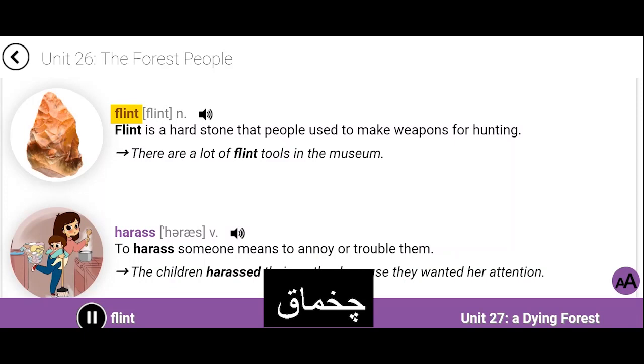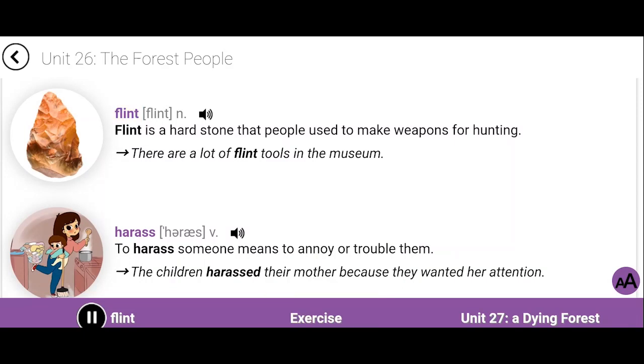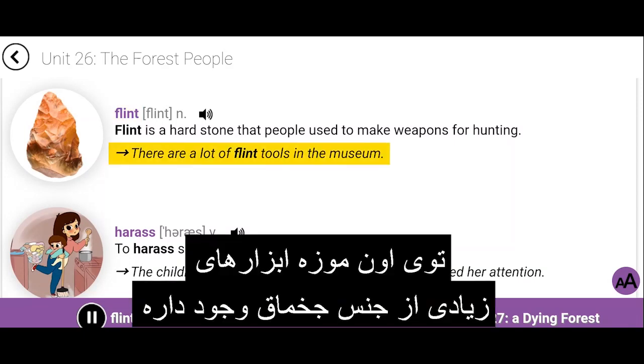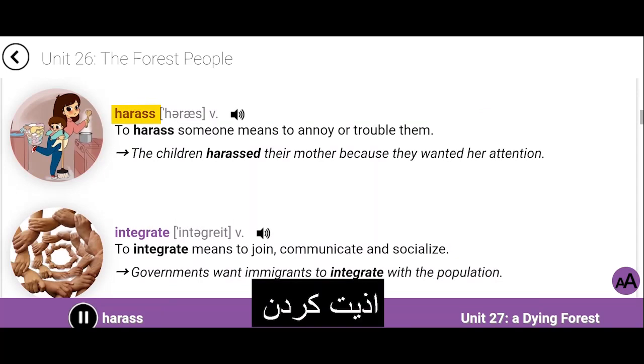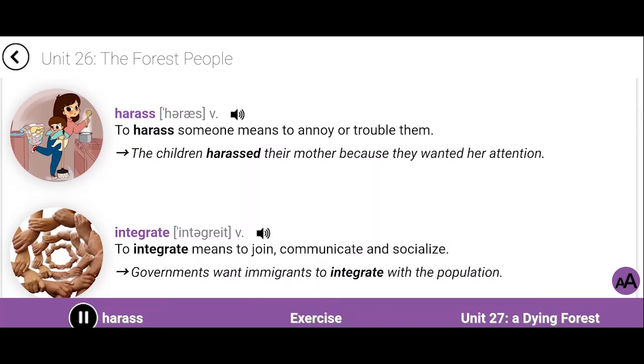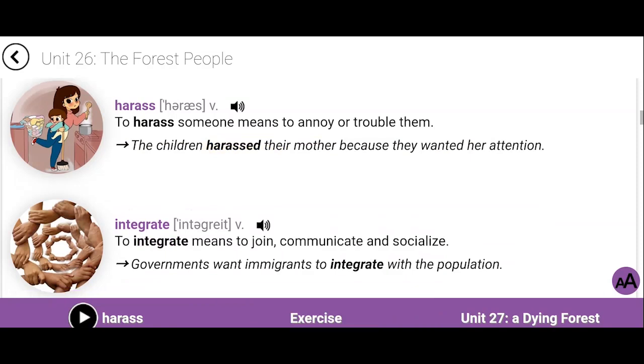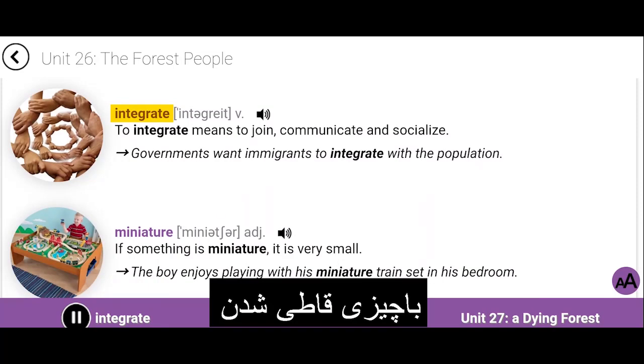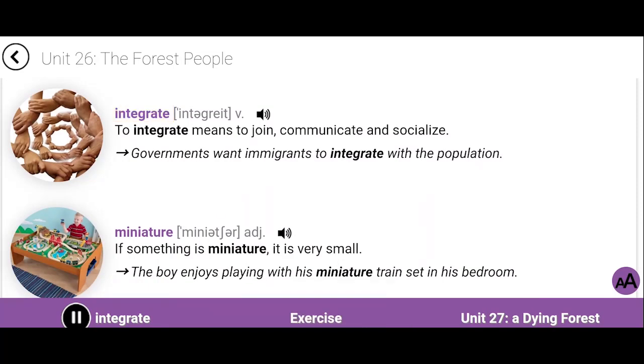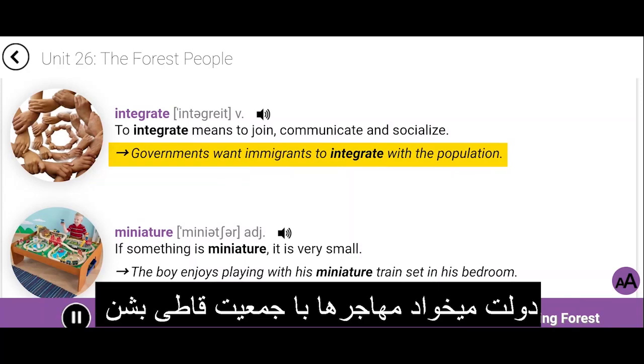Flint. Flint is a hard stone that people used to make weapons for hunting. There are a lot of flint tools in the museum. Harass. To harass someone means to annoy or trouble them. The children harassed their mother because they wanted her attention. Integrate. To integrate means to join, communicate, and socialize. Governments want immigrants to integrate with the population.